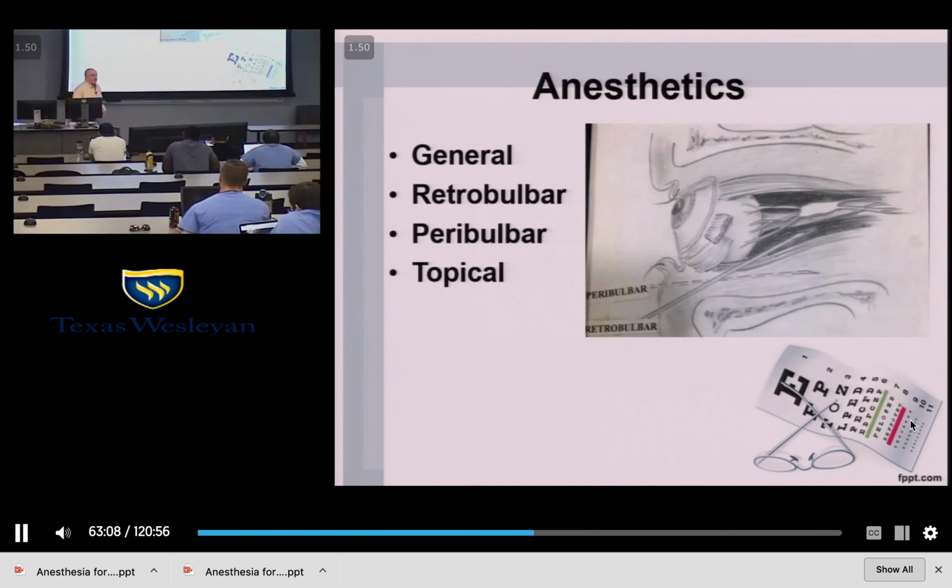Obviously, the accumulation of carbon dioxide underneath there can cause problems. When a retrobulbar block or peribulbar block is done, typically what's used is a 1-to-1 ratio of bupivacaine 0.75% and lidocaine 2% without epinephrine. So a 1-to-1 ratio of bupivacaine 0.75% with lidocaine 2% without epinephrine.